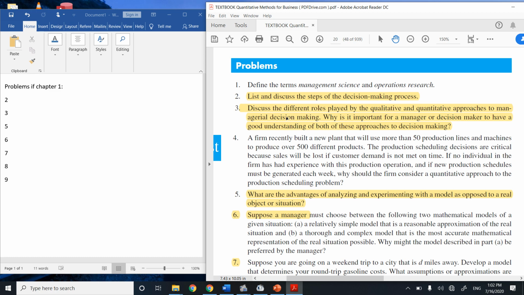So every quantitative approach and outputs of the mathematical models should be supported by an intuition idea of the management experience. It's much better if we go this way.